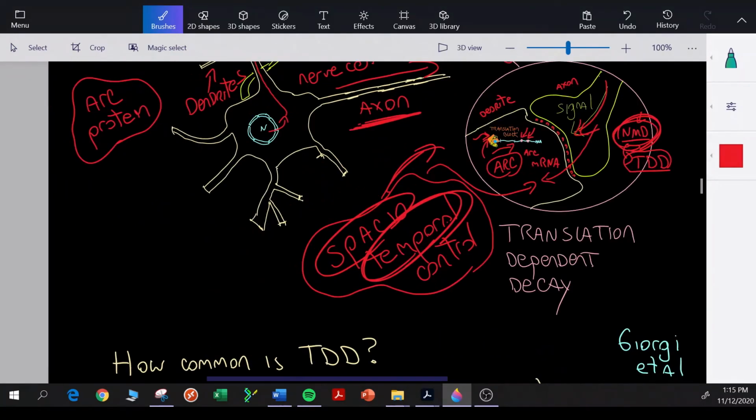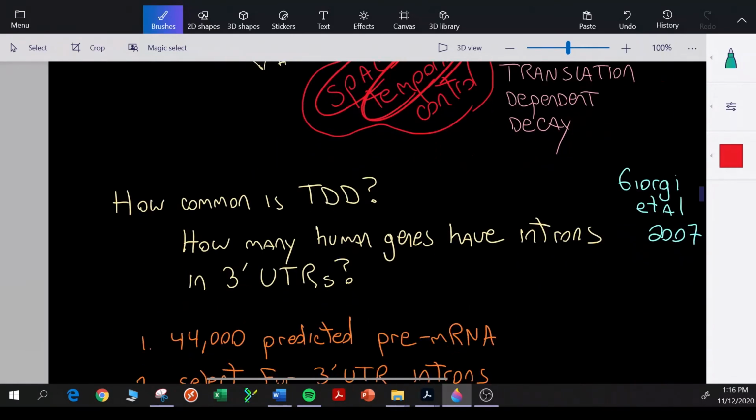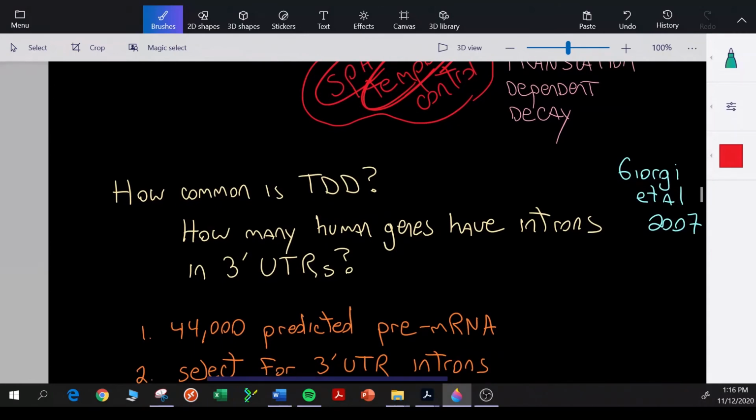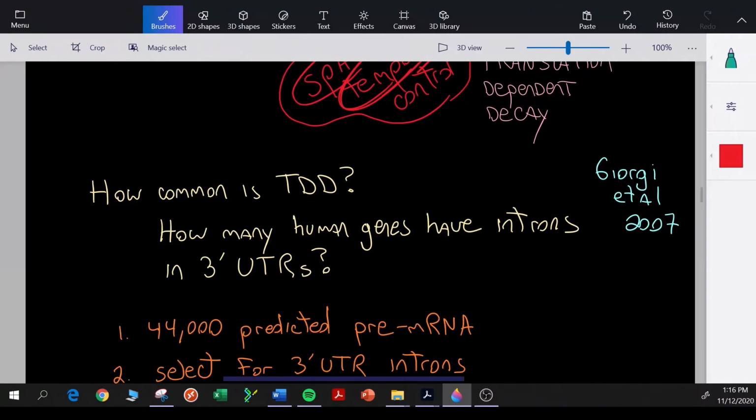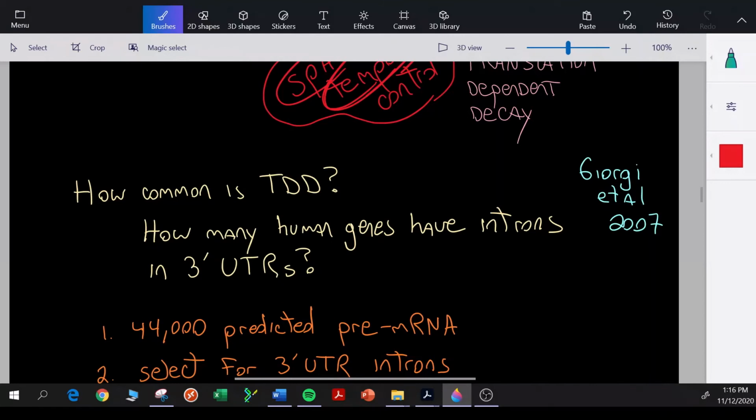Normally we think, okay, messenger RNA is exported out of the nucleus, it's translated right away, and it's translated many times. So we're seeing that doesn't need to be that way. Cells have ways to control where and when messenger RNAs are translated. So one more thing I'd like to cover. So how common is this translation-dependent decay?